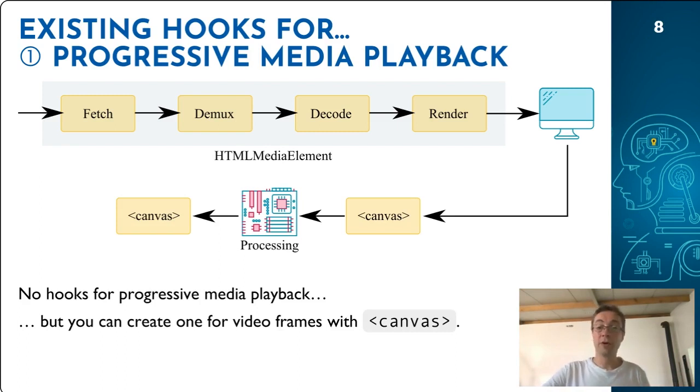Slide 8, but you can cheat. You can create your own processing hook. For video, you can copy rendered frames repeatedly to a canvas, process pixels extracted from the canvas, and render the result to another canvas. The solution is not fantastic because it's not very efficient, but at least it exists.